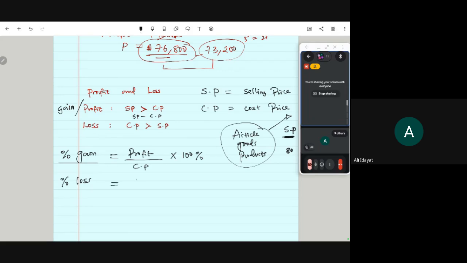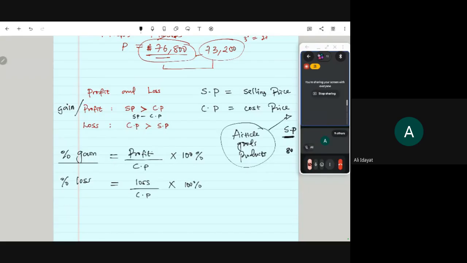So percent loss is going to be what? Loss over cost price times what? 100%. Just like percentage error. Do you remember? So it's simple. It's just simple. So I think these are just the major things that you need to know.